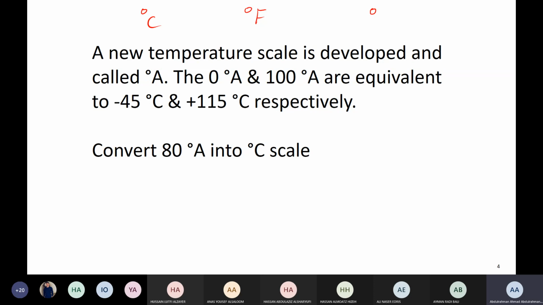Let's assume that I made a new one. I made it myself. It's called degree A. And I have degree A here compared to degree C. When degree A is 0, I found that degree C was exactly minus 45. And when degree A is 100, degree C was 115. Now, can you convert 80 degree A into C?